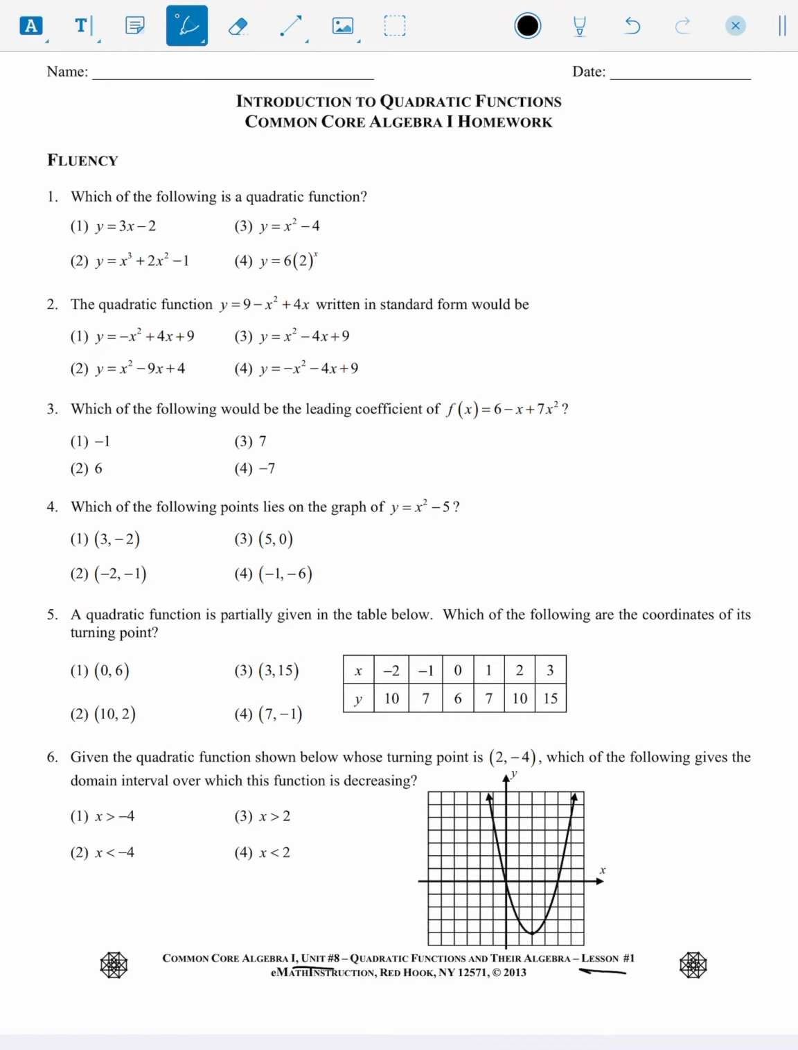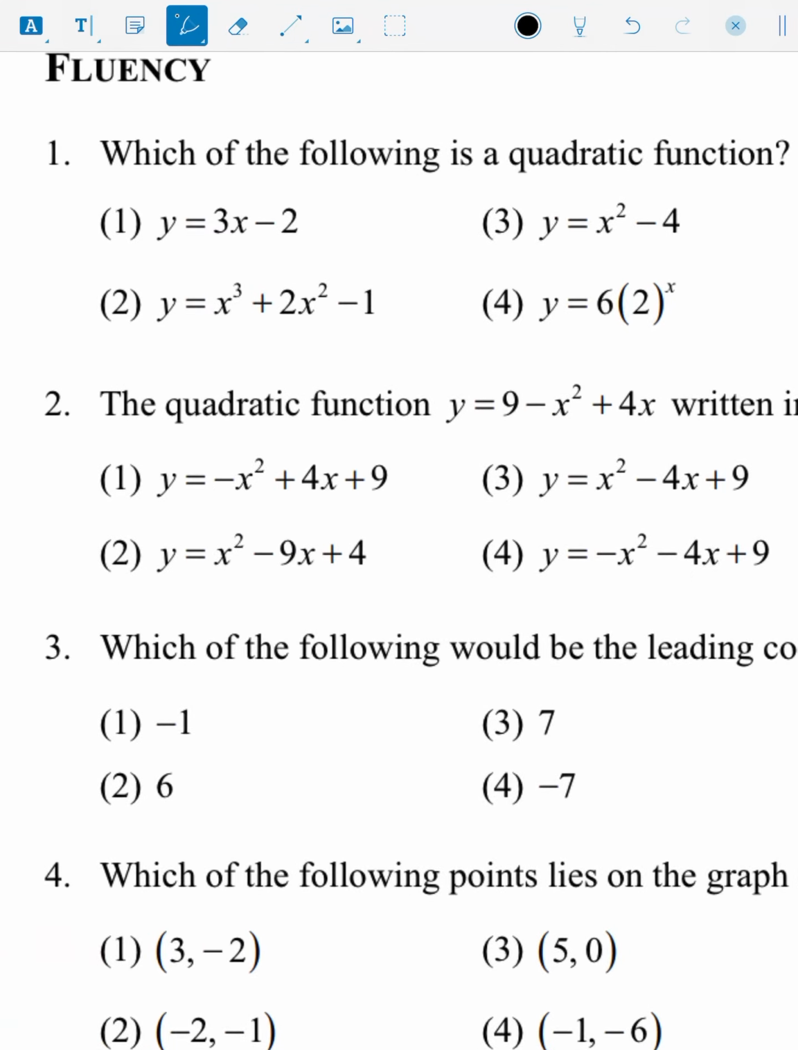Question 1 says, which of the following is a quadratic function? Well, we all know, I hope now, that the standard form of a quadratic function is always going to be f of x, which is another way to say y, and it's always equal to an x squared term plus an x term plus a constant. Now it can exclude the x term or the constant, but it must have an x squared term in it, which kind of eliminates a lot of our choices.